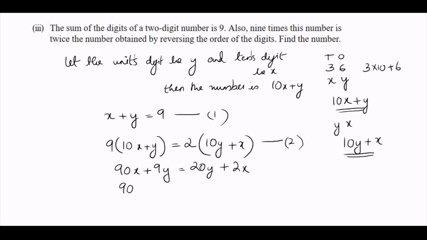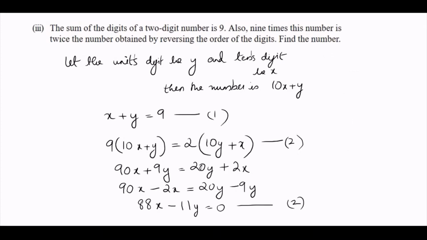That is 90x minus 2x is equal to 20y minus 9y. So 90x minus 2x is 88x. 20 minus 9 is 11. So minus 11y is equal to 0. So that is our second equation. Now we have to use the elimination method and find out the solution. x plus y is equal to 9 is our first equation. And 88x minus 11y is equal to 0 is our second equation.